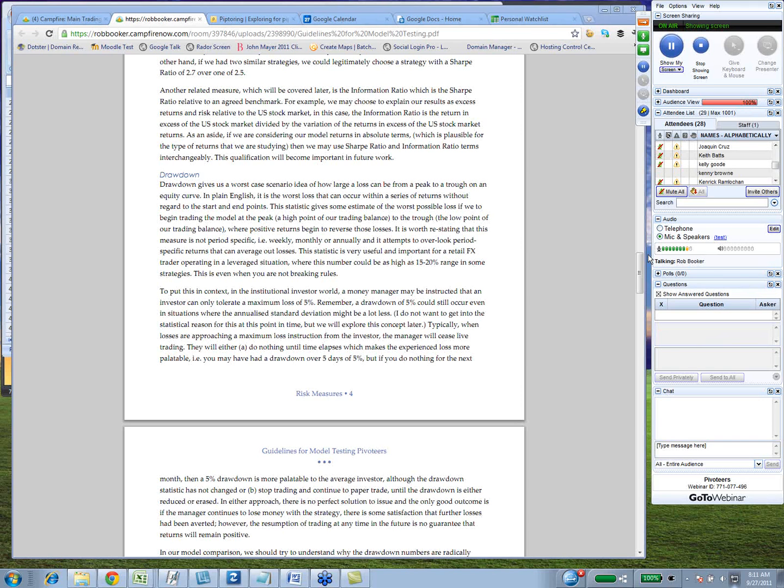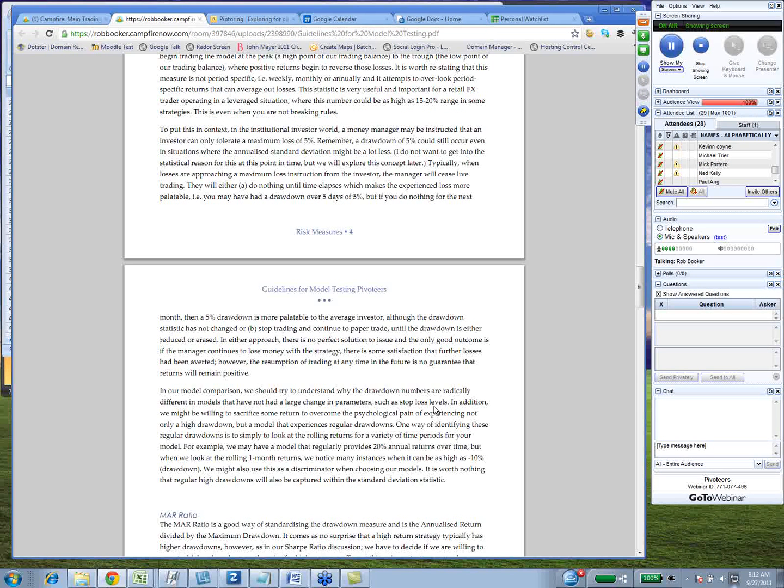Typically, when losses are approaching a maximum loss instruction from the investor, the manager will cease live trading, and they'll either A, do nothing until time elapses, which makes the experienced loss more palatable. For example, you may have a drawdown over 5 days of 5%, but if you do nothing for the next month, then a 5% drawdown is more palatable to the average investor, although the drawdown statistic has not changed. Or B, stop trading and continue to paper trade until the drawdown is either reduced or erased.